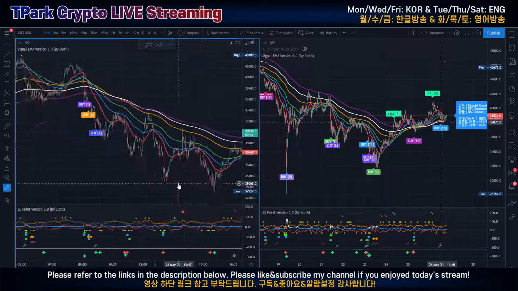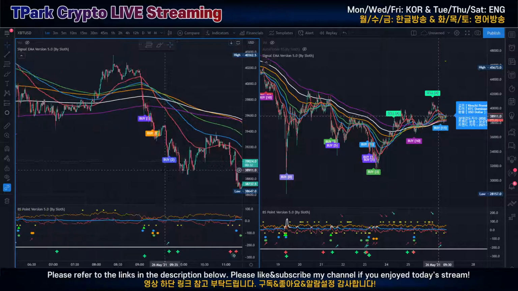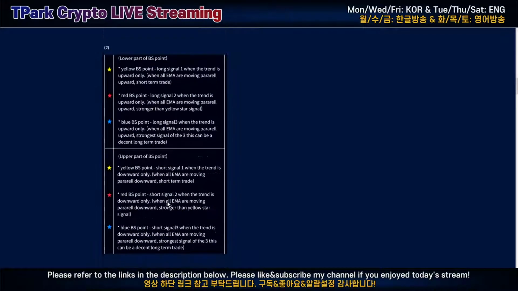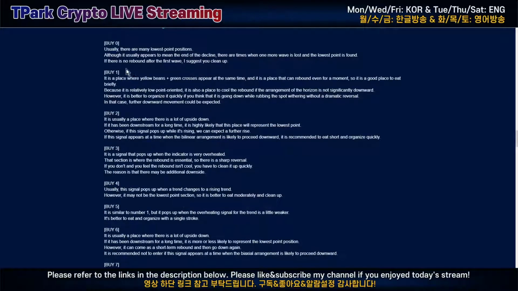So don't just go in at any price. So what is this one? Buy number one. So what is buy number one? Let's go. It is a place where the yellow dot, okay? Green crosses appear at the same time and place, they can rebound even for a moment. Okay, so this is a short price.